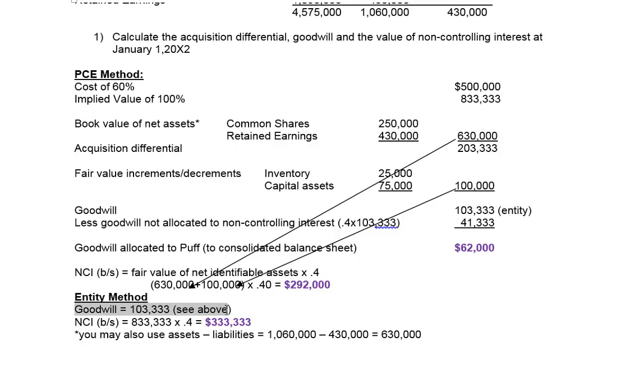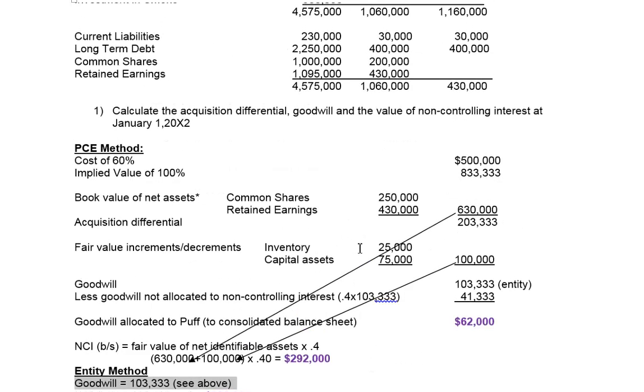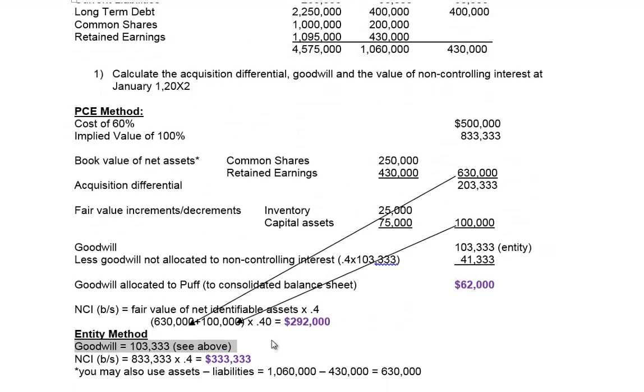Goodwill is equal to 103,333. Oops, sorry, wrong number. I'm in the wrong line here. Sorry, I got it confused with NCI.